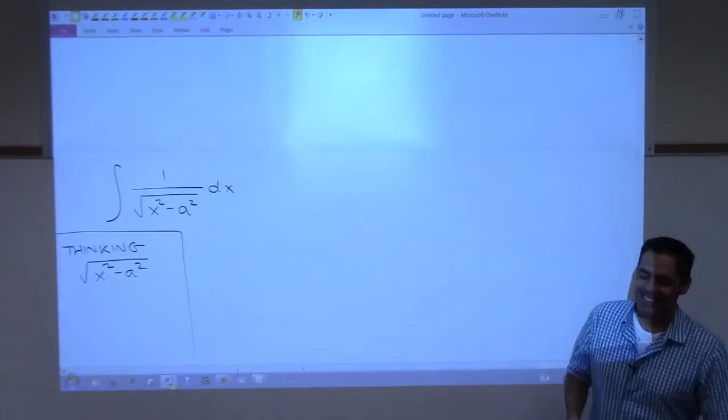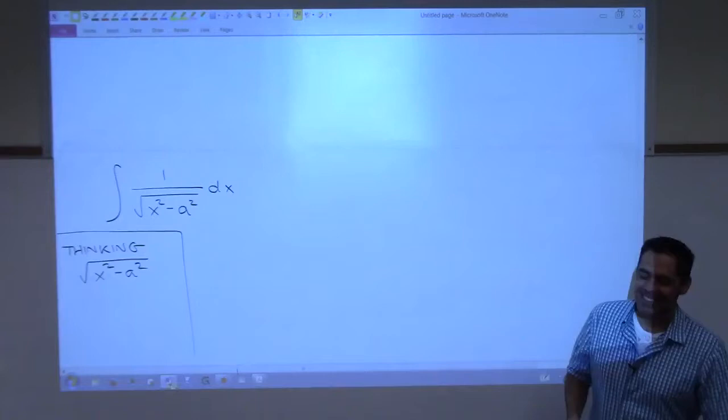right? And according to the table, you're going to make what substitution? x is equal to a secant theta. So remember last class I said, this is what I'm thinking? I'm thinking about what I'm going to be doing. And for my particular problem, a would be 5, right? We good?